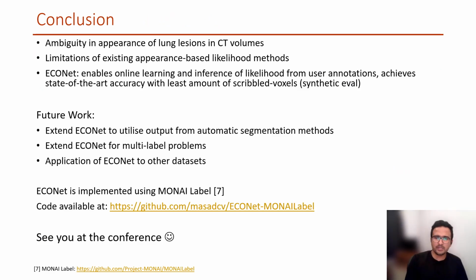We showed the appearance ambiguity of lung lesions in CT volumes. We also showed limitations in applying existing appearance-based likelihood methods onto such datasets. Towards this end, we proposed ECONet that enabled online learning and inference of likelihood from user annotations. ECONet enabled state-of-the-art accuracy with the least amount of scribbled voxels required, as shown by our synthetic evaluations.